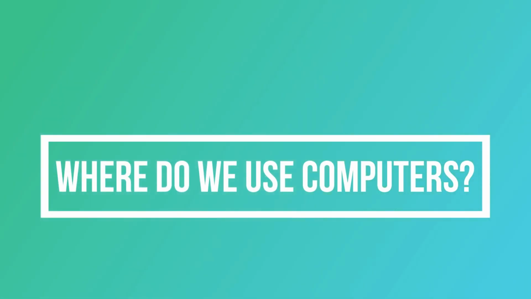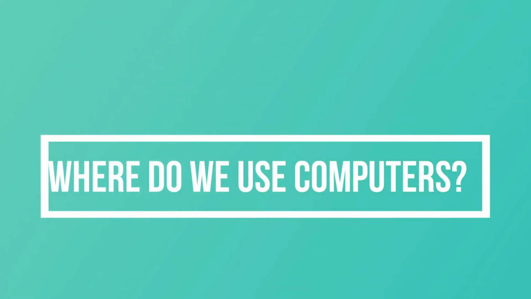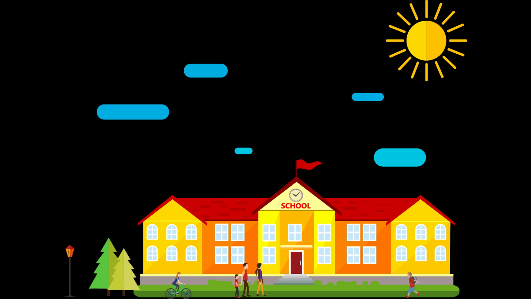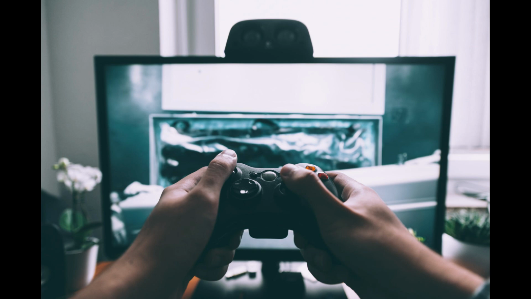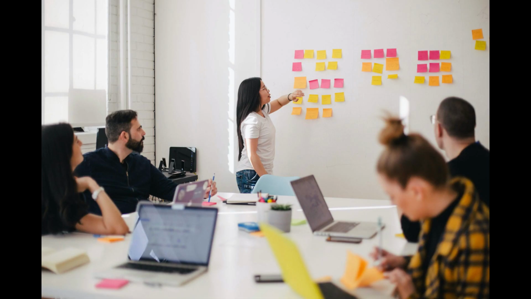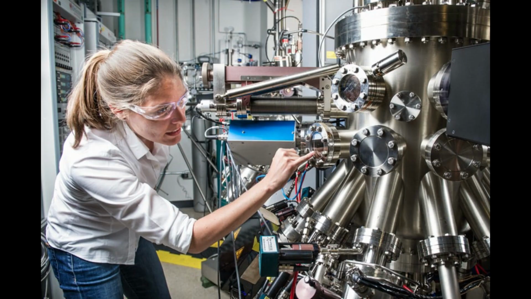And now we are going to see where we use computers. Computers are used at schools for doing practicals, at homes to play games, and nowadays, as you know, to attend online classes and to talk to your relatives. Computers are also used in offices to send emails and to make reports. And these are also used in factories.